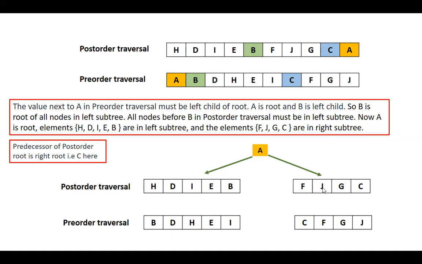Now to find out the elements of the right subtree, go to the post-order traversal, go to the root, and then its predecessor element. A's predecessor is C. Come to pre-order and just check, starting from C, all the elements till this side. These are all the elements of the right subtree. Fine. You can see C, F, G, G.